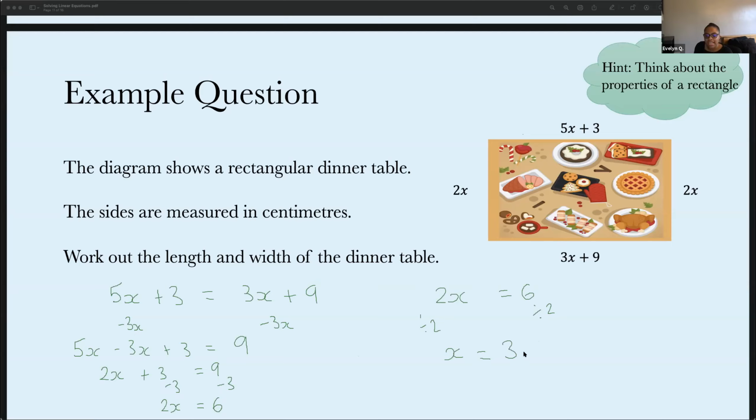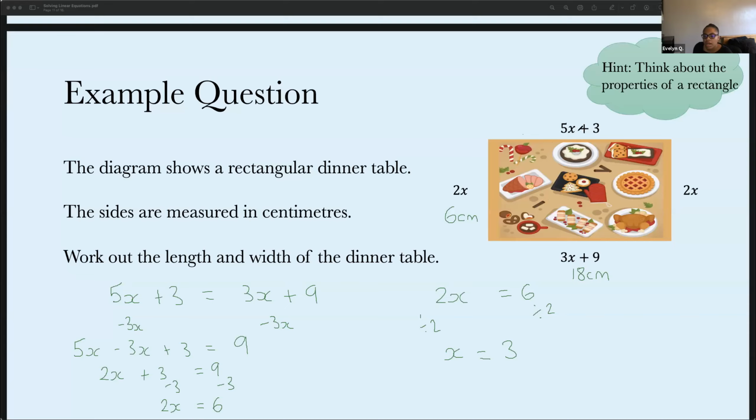So x is 3. But the question isn't asking me to find out what x is, it's to work out what the length and the width of the dinner table are. Now the width is 2x. So if x is 3, 2x is going to be 6. So I've got 6 centimeters for my width. And then my length, you can either use the equation 5x plus 3 or 3x plus 9. If we use 3x plus 9, 3 times 3 is 9, plus 9 is 18. So this would be 18 centimeters. And if you did 5x plus 3, it would be 5 times 3, which is 15, plus 3 is 18 again. So it doesn't matter which one you use.